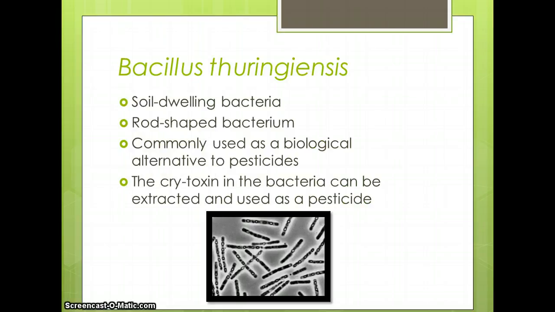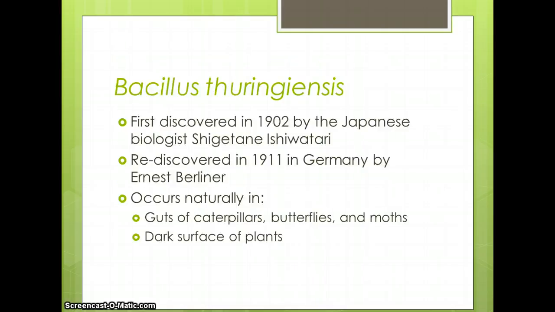Bacillus thuringiensis is a soil-dwelling, rod-shaped bacteria, and it's commonly used as a biological alternative to pesticides. The Cry toxin in the bacteria can be extracted and used as a pesticide. It was first discovered in 1902 by a Japanese biologist. It was rediscovered in 1911 in Germany by Ernst Berliner.